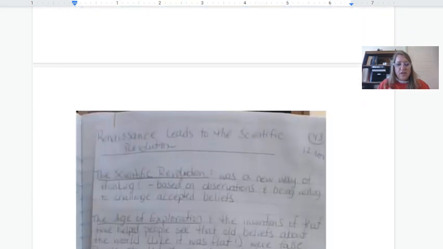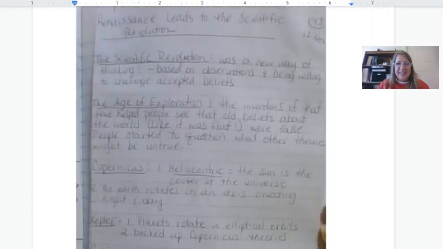Okay. We also would have these notes. All right, so how did the Renaissance specifically lead to the scientific revolution? Well, the scientific revolution was a new way of thinking. It was based on observations and being willing to challenge accepted beliefs. So that being willing to challenge the church, the Catholic Church, because we have learned that the Catholic Church will put you in jail, will charge you with heresy, saying that you were basically being a false teacher by using science, and you could spend the rest of your life in house arrest like Galileo did.